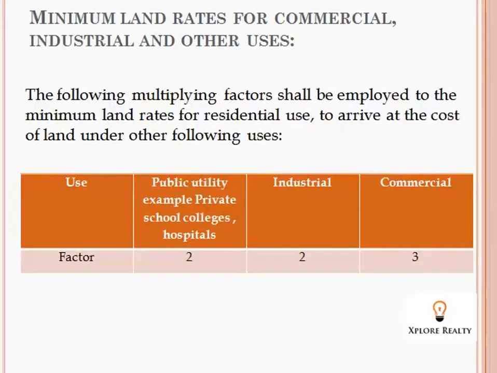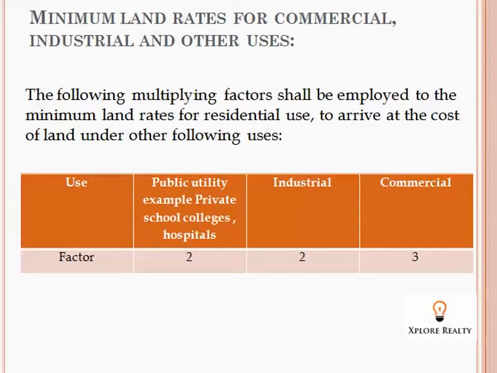In order to calculate circle rate in commercial, industrial and other public utility sectors, a simple multiplication factor is applied to the minimum land rate for residential use. For example, if there is a commercial unit in A category, then you have to multiply 7,74,000 rupees into 3. So the circle rate in A category for a commercial use property is 23,22,000 rupees.